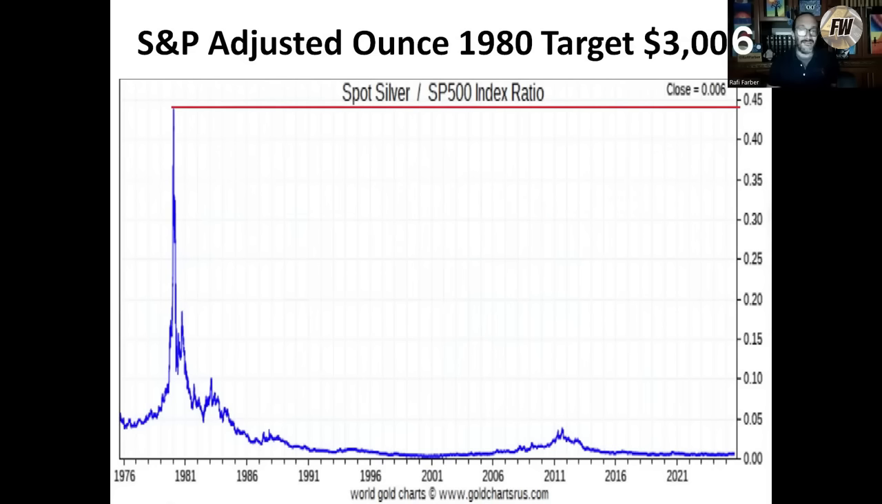But if we take this number and the peak here is at about 0.43, that's where the red line shows, maybe 0.44. I think it was actually 0.44. So if we take 0.44 divided by 0.006, multiply it by the current silver price of $41, we get $3,006 per ounce of silver.